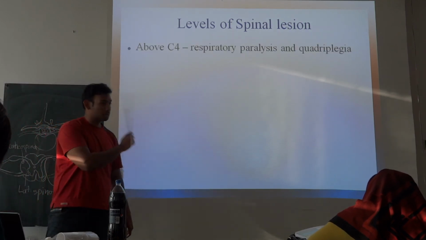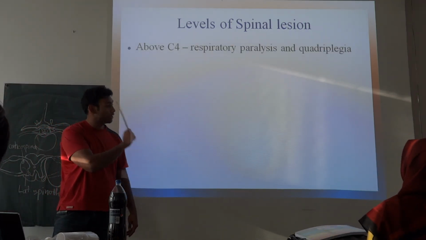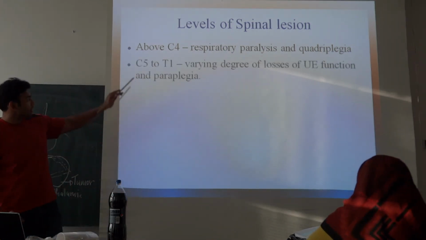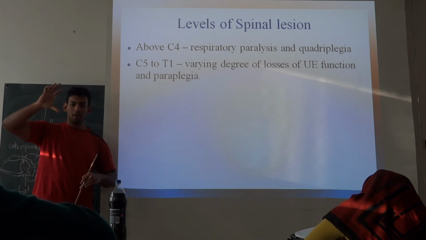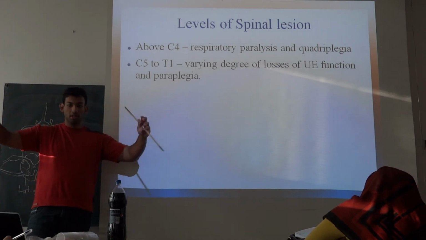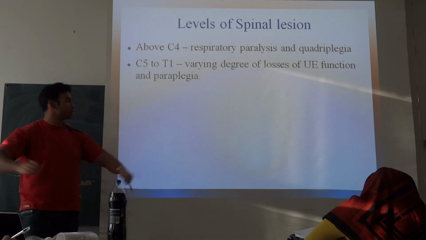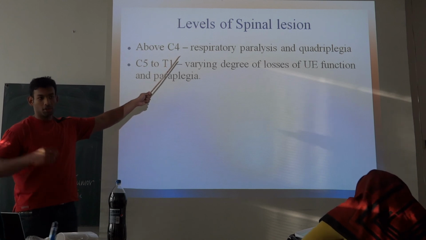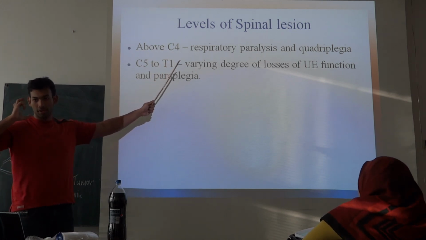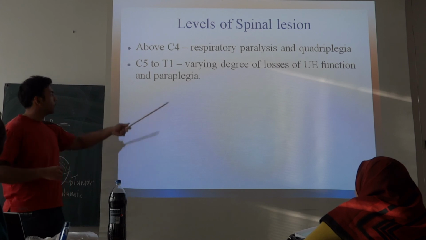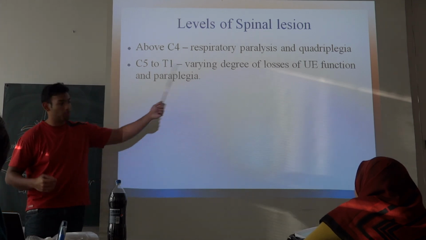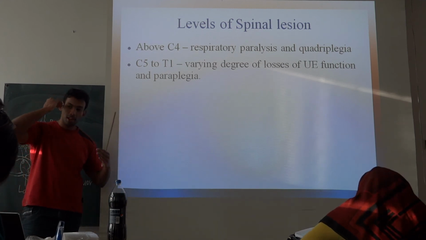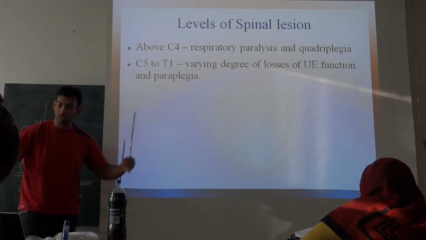So it could be respiratory paralysis, they can't breathe, and it could be quadriplegia unless you put them on a ventilator. Now, C5 to T1, what makes up from C5 to T1? These nerves form the brachial plexus. So if there is a lesion from C5 to T1, your respiration would work, because C2 to C4 is where your respiratory muscle supply comes from. So these people can breathe, but they would have problems with the upper extremities and everything underneath as well. That's how the spinal cord works. From the level of transection, everything below that will also stop working.